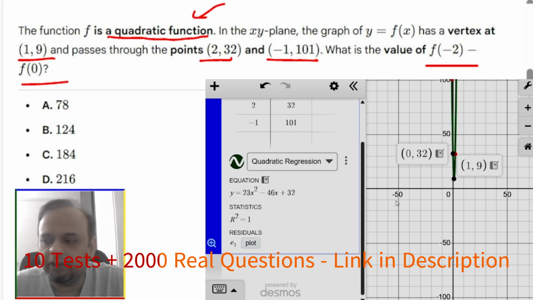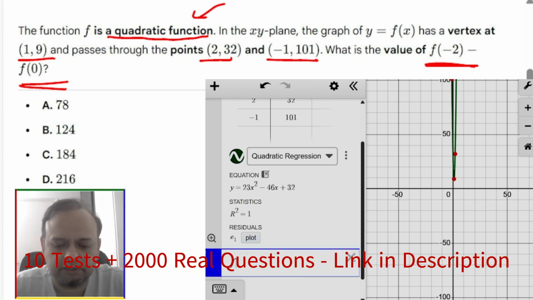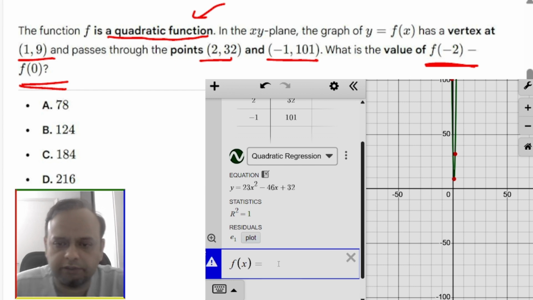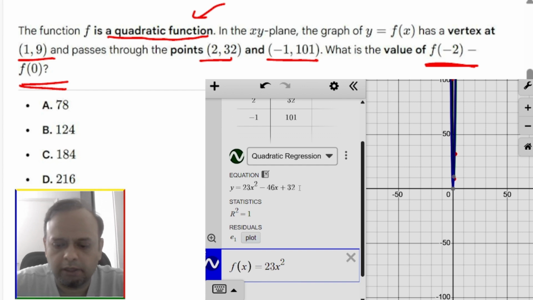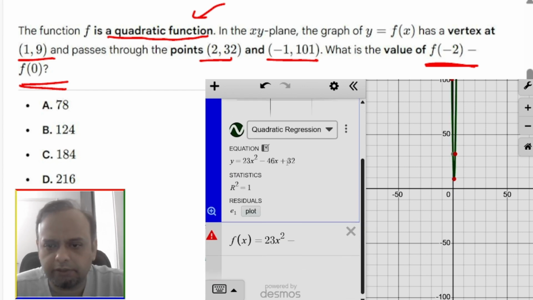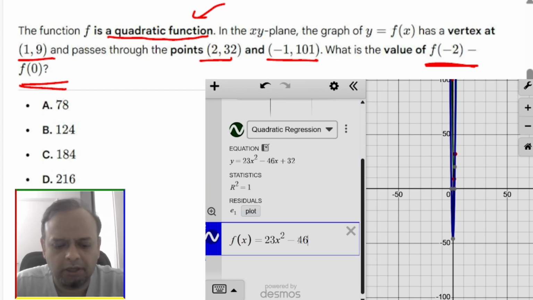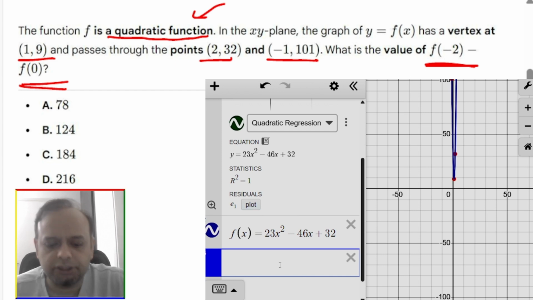Now we have the quadratic function, but we need to calculate with it. Desmos still doesn't know what f of x is, right? So it's incumbent on us to explain what f of x is. So let's do that very quickly. f of x is equal to this whole thing. I'm just going to write it down: 23x squared minus 46x plus 32. You can copy-paste, but you can't do that on the exam. Okay. Now Desmos also knows the function. The last thing that we need to do is just ask it for the answer.